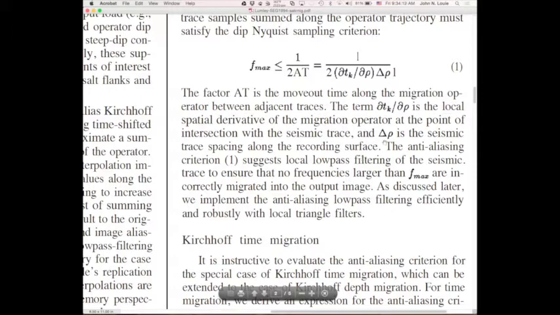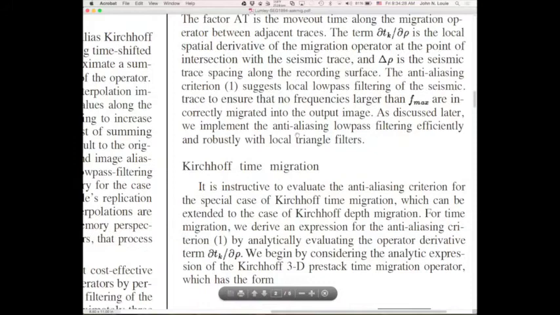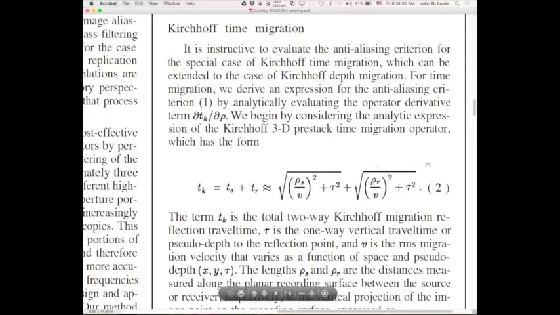So what this suggests then is this simple method of low pass filtering the seismic trace so that you stay below f max, okay. And again, local triangle filters are the way that Lumley and I both do it.